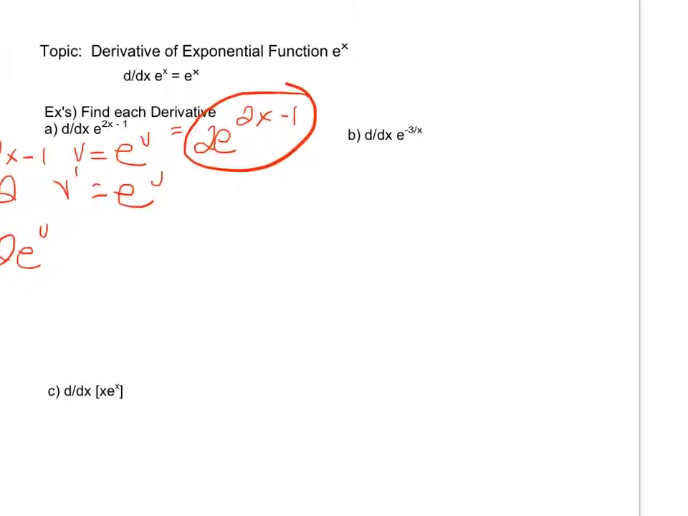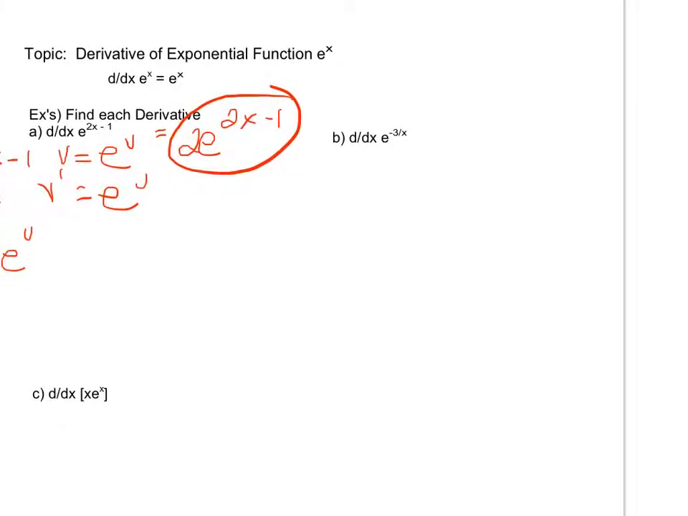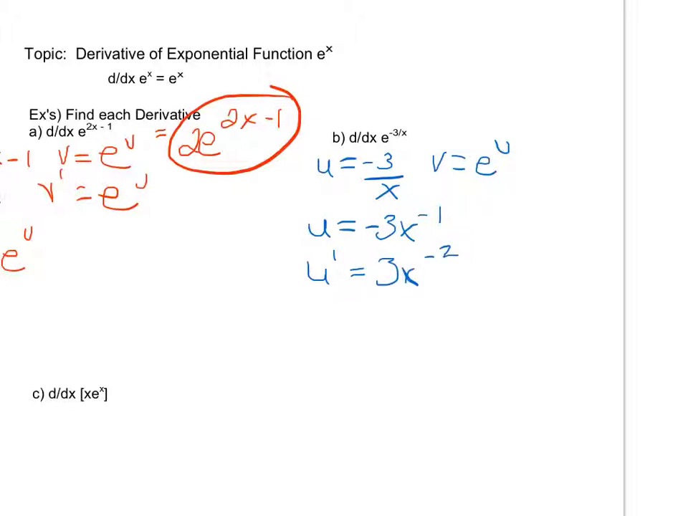Let's look at a second example, example B. Doing the same thing again, I notice that I have this inside function. I have negative 3 over x up in my exponent, so I'm going to use the chain rule again. I'm going to say u is negative 3 over x and v is e to the u. Well, I could also say that u is negative 3x to the negative 1, so u prime is just 3x to the negative 2. v prime is, of course, just e to the u.